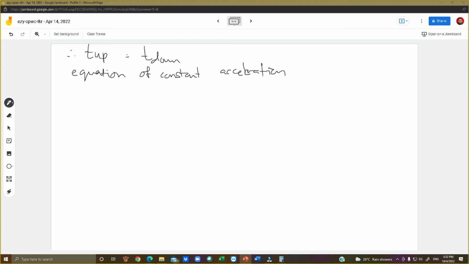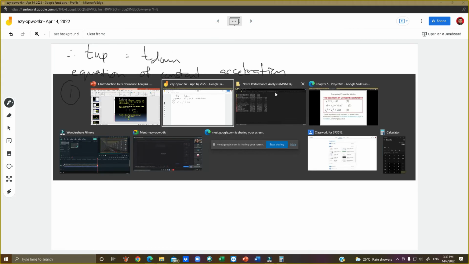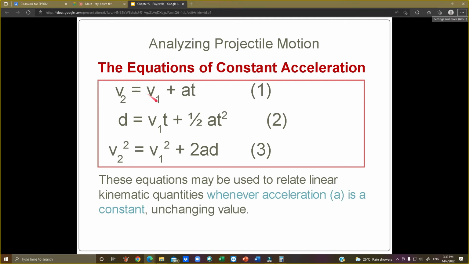Alright, so we start our equation with the first equation of constant acceleration, which is V2 equals to V1 plus AT. Noted here, 2 and 1, this is not kuasa 2, kuasa 1. Kalau kuasa dia dekat atas. This is to show that this one is the final velocity, this one is the initial velocity.